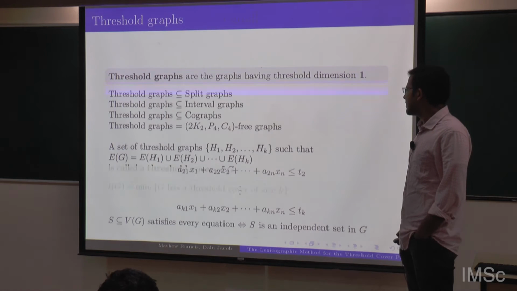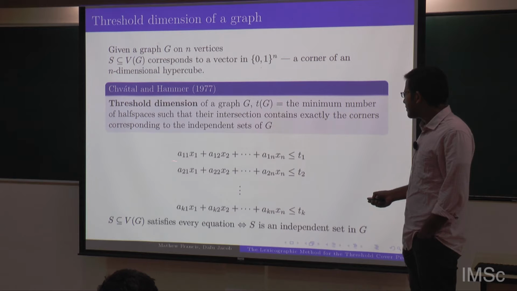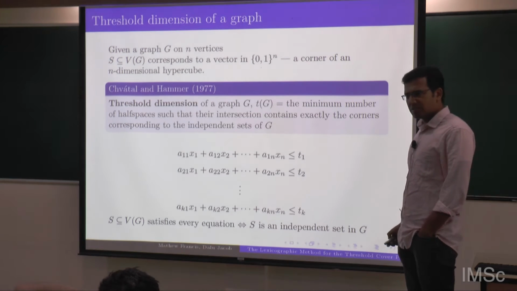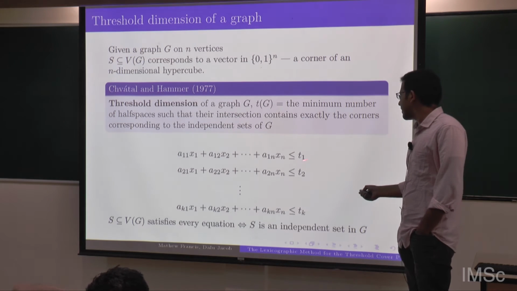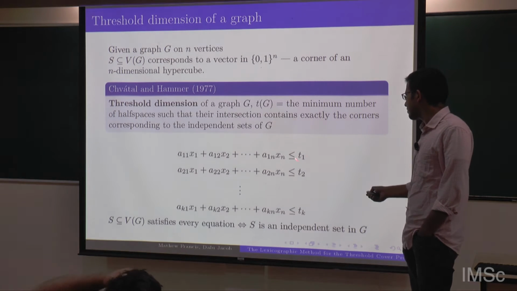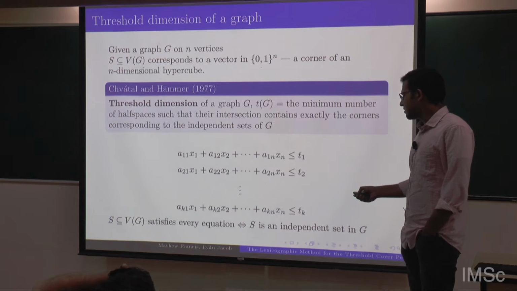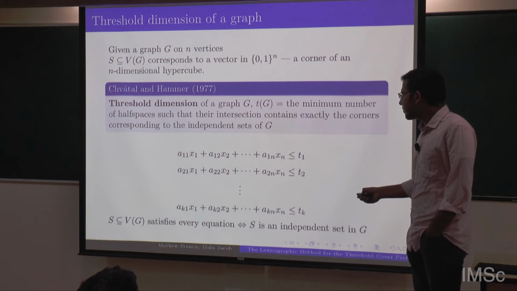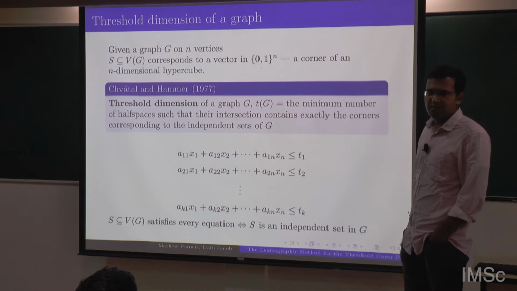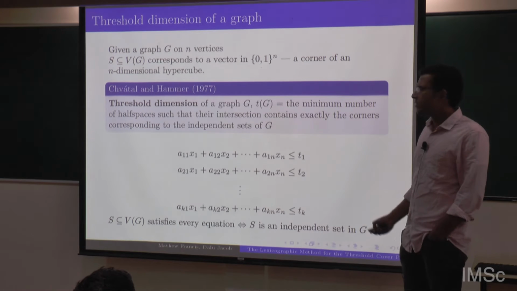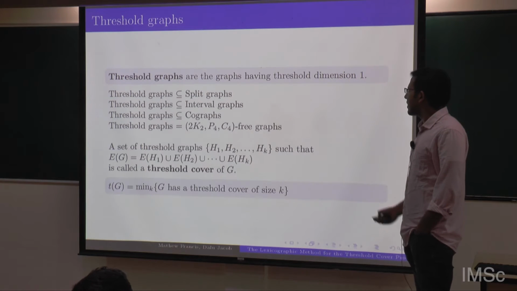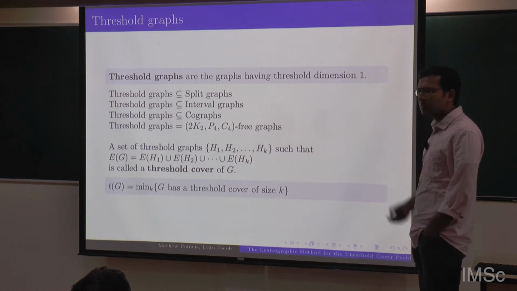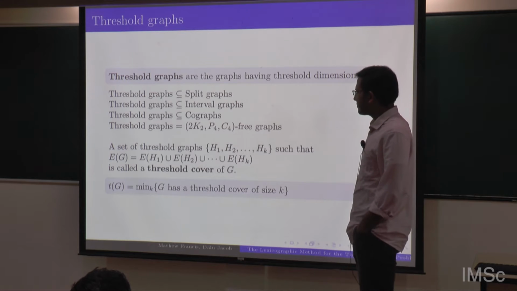They studied those graphs for which one linear inequality will suffice, those graphs for which you can write a single linear inequality of this form, with a threshold, and these coefficients are reals, such that the inequality is satisfied only when you put in the characteristic vectors of the independent sets in your graph. So what are those graphs for which only one inequality is required? They are exactly the threshold graphs. They have threshold dimension 1, they need only one linear inequality.